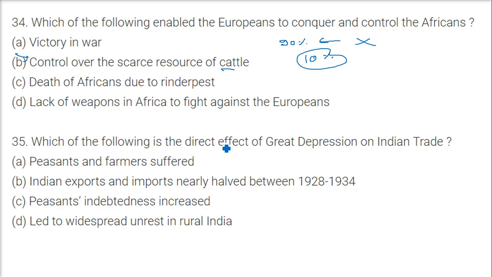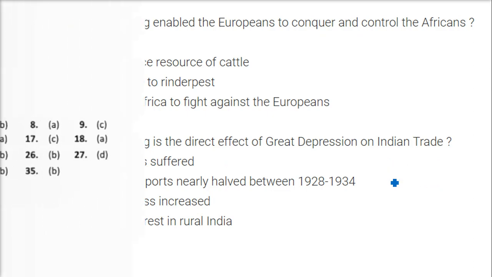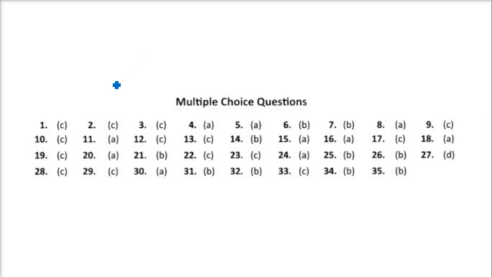Which of the following is the direct effect of Great Depression on Indian trade? The answer is Indian exports and imports nearly halved between 1928 to 1934. If I can give you some number, it was around 107 to 52, or you can say 100 to 52, it went down almost halved. So this is the key to all the questions we just covered.